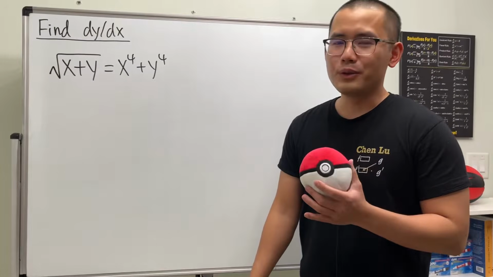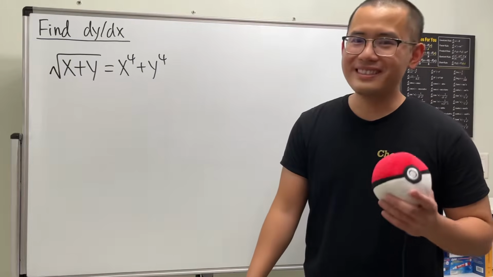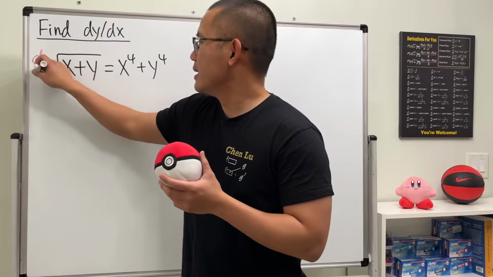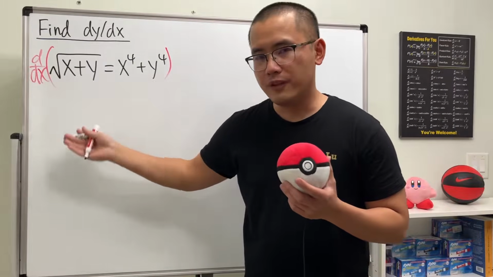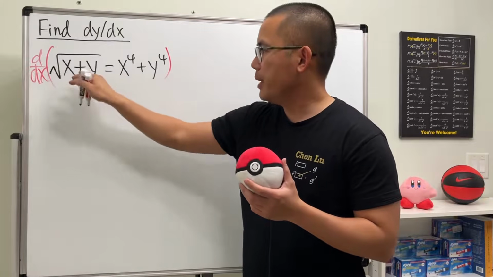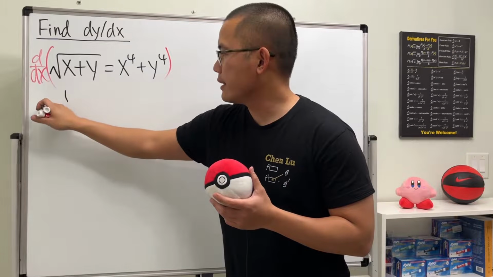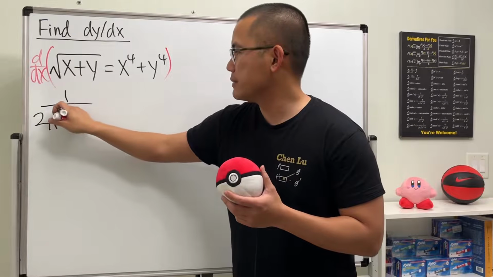Okay, this one is also a pretty crazy one, so have patience. Here we go. Go ahead, put down d/dx to start off with. On the left hand side, we will differentiate the square root. So if you look at the big picture, we will first get 1 over 2 times the square root.